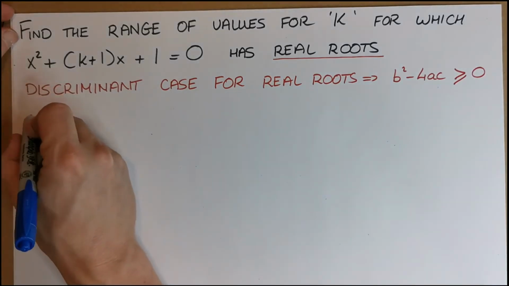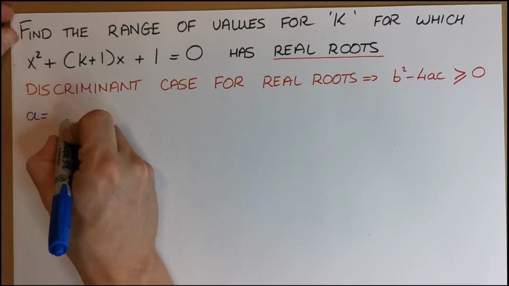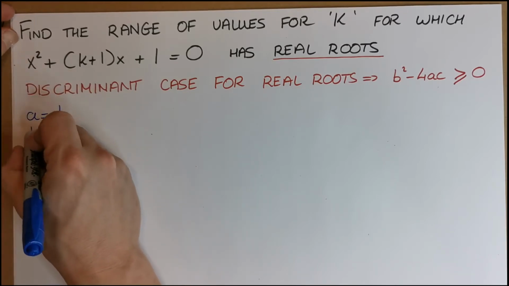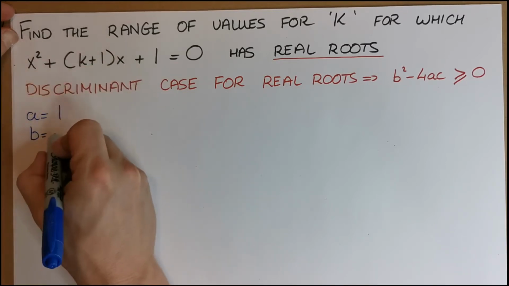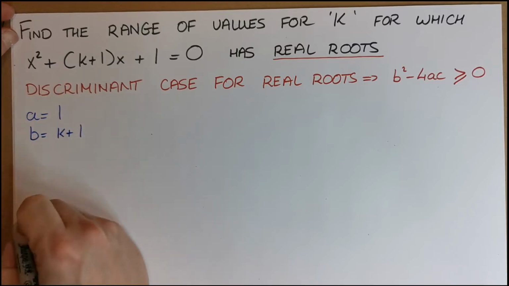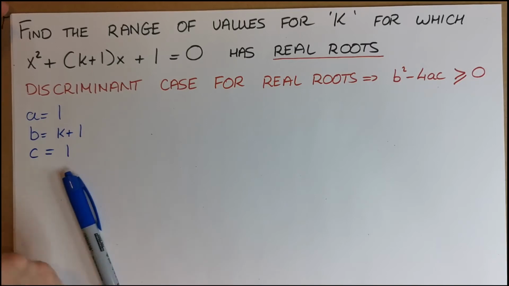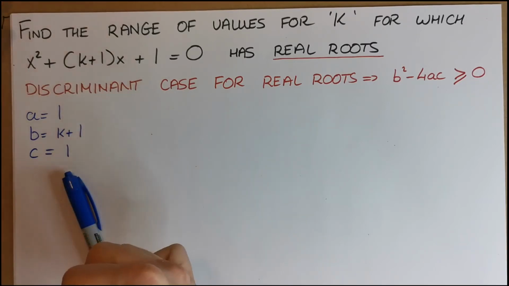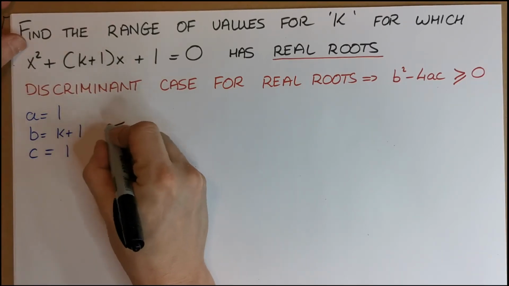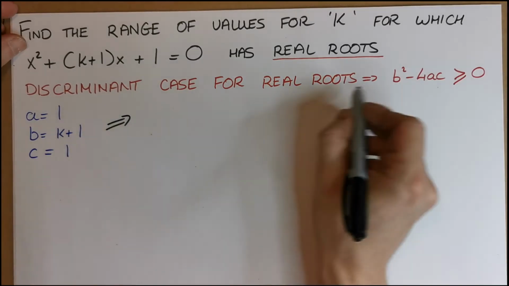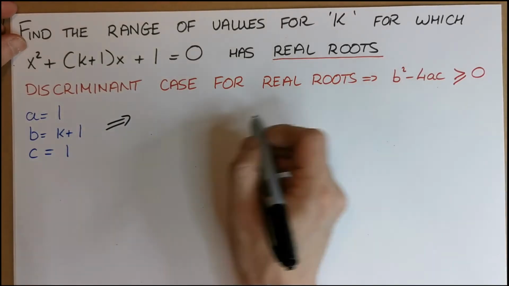Well, remember, our a is always our coefficient with our x squared. So here, our a is going to be equal to 1. Our b is always our coefficient with our x, which here is k plus 1. And our c is always the constant out here on its own, which is 1. So for those, the actual equation that we're going to form is b squared minus 4ac greater than or equal to 0.